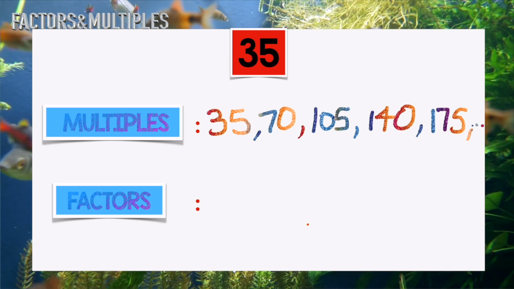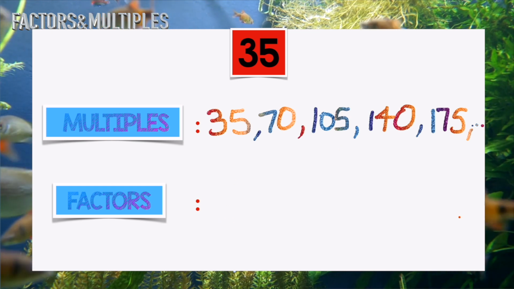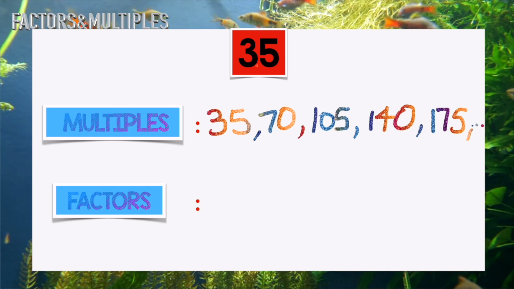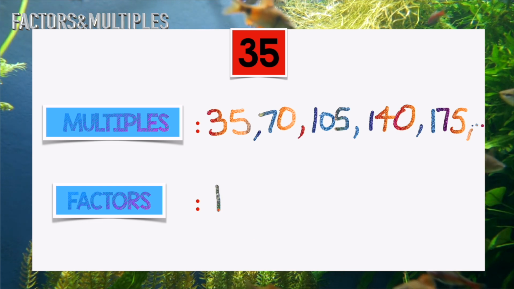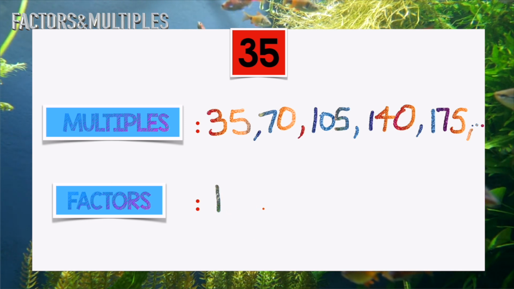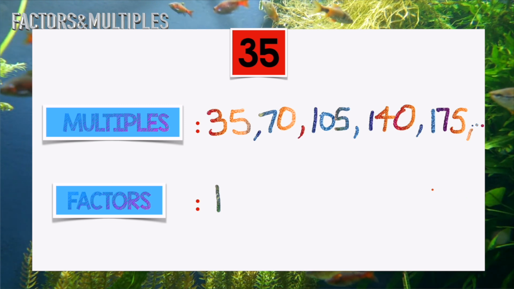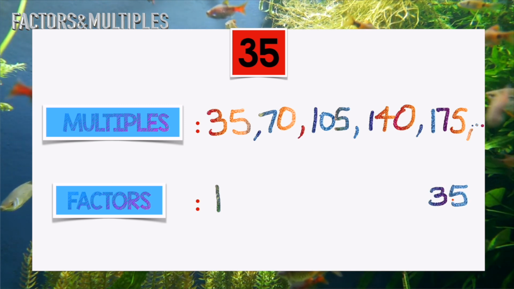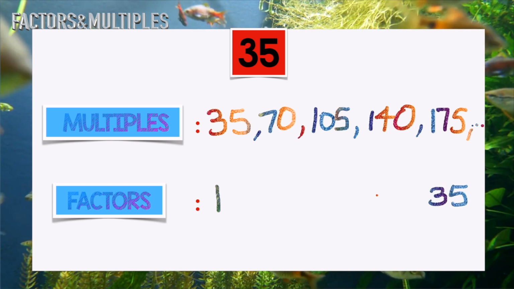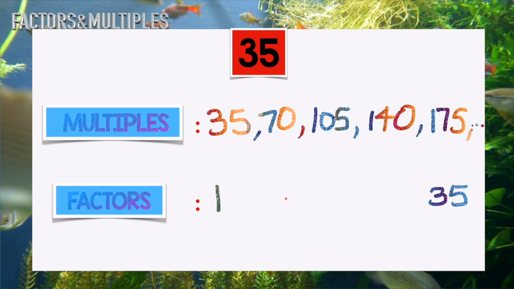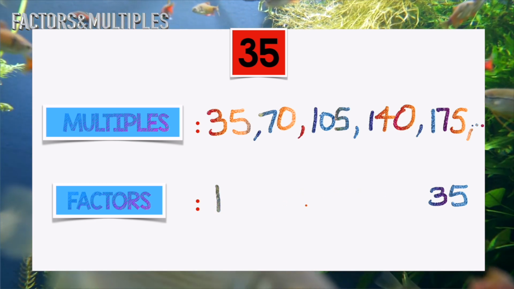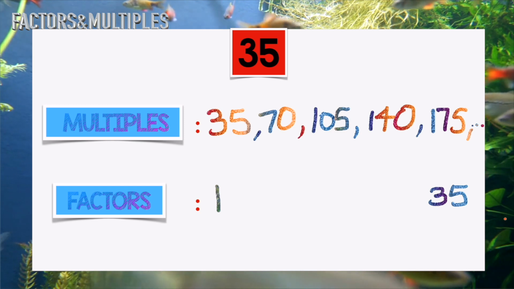Now with factors, the process is slightly different. We know that the factors are within 1 and 35, and we know that at least 2 factors of 35 will be 1 and itself, so we put those in. Now note, I leave a gap and I write 35 at the end. This gap here is because the other factors, if there are any, will be within here if we were to write it in numerical order.